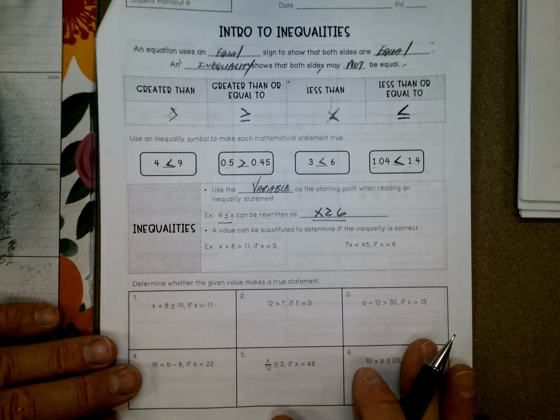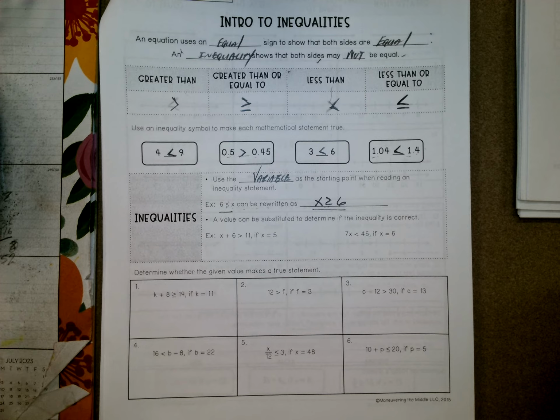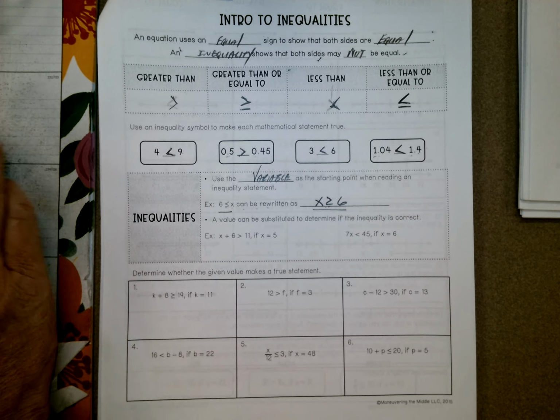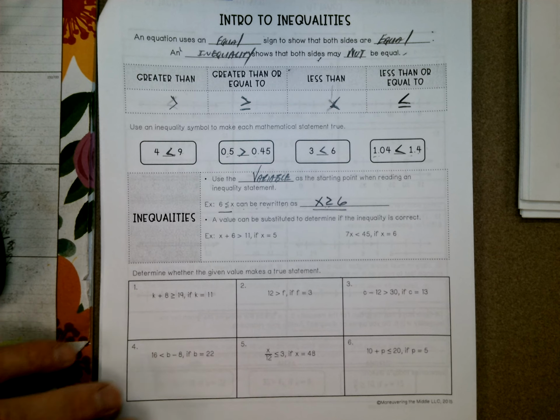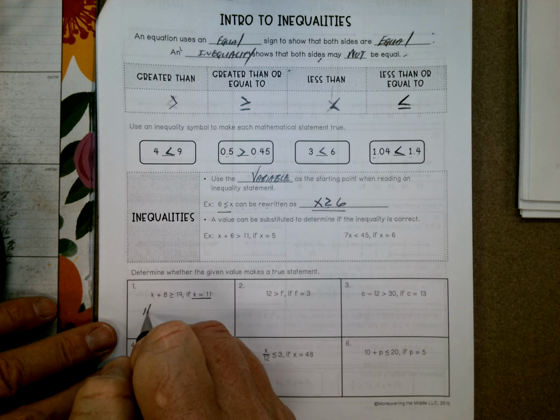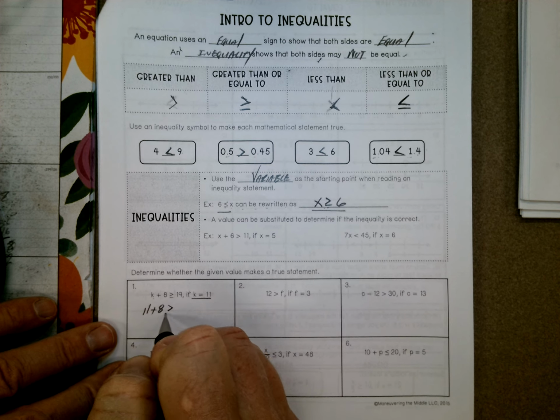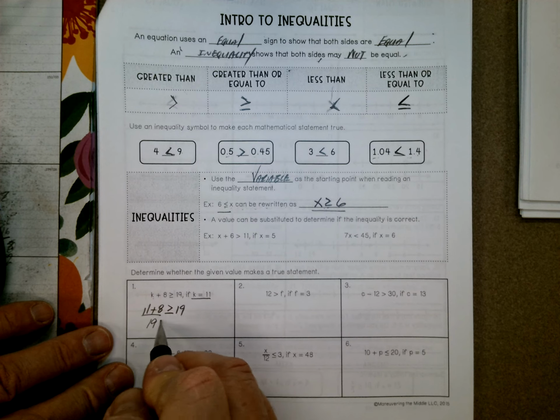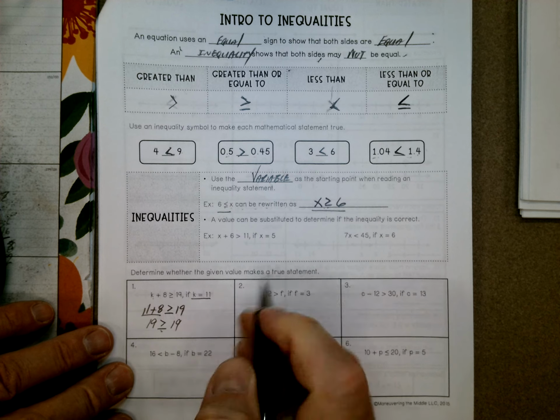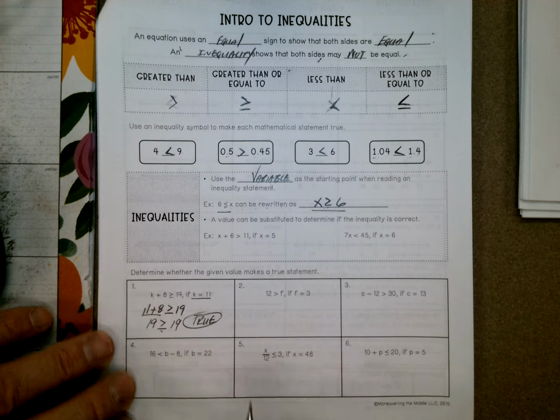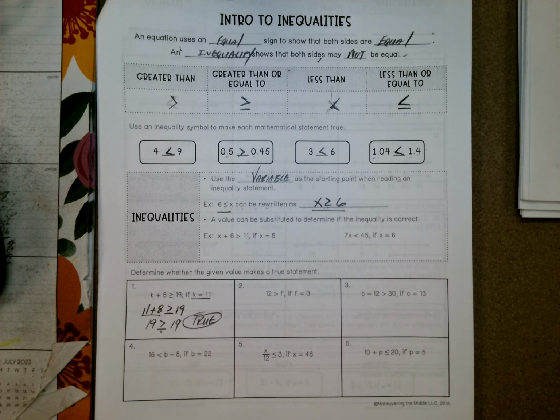A value can be substituted to determine if the inequality is correct. So anyway, they're giving us a value. We're going to plug it in for k. 11 plus 8, is that greater than or equal to 19? Well, let's see. This is 19. 19 is equal to 19. So yes, that is true.